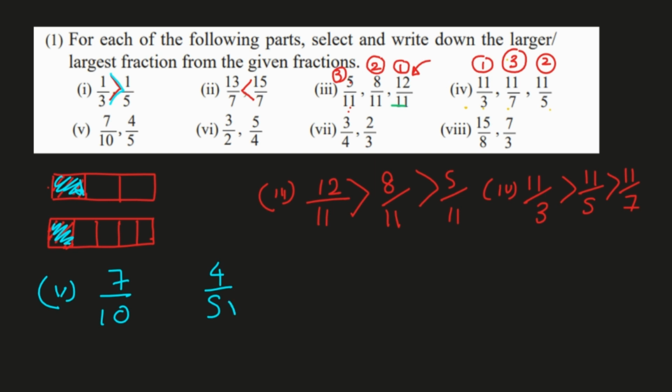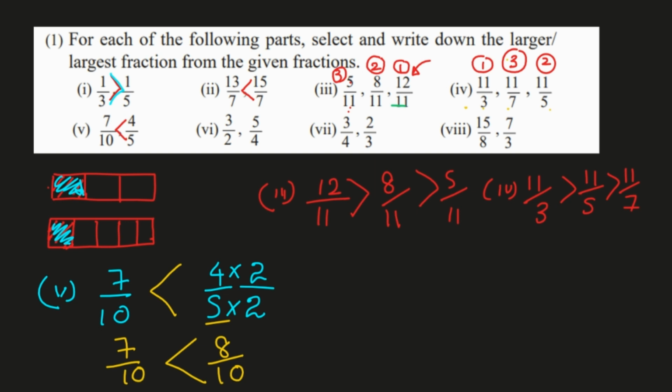You know that you can simply convert 5 into 10, right? What do you have to do? You have to multiply the denominator by 2. If so, you have to multiply the numerator by 2 as well. So what happens here? 7 upon 10 and 8 upon 10. What is the larger fraction? The answer is this one. Due to that, you can tell that 4 upon 5 is greater than 7 upon 10.